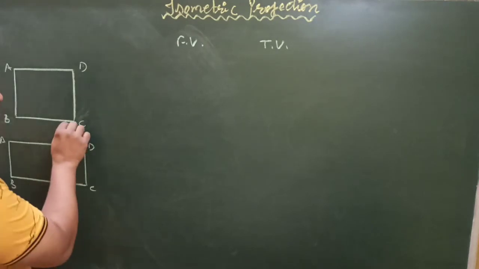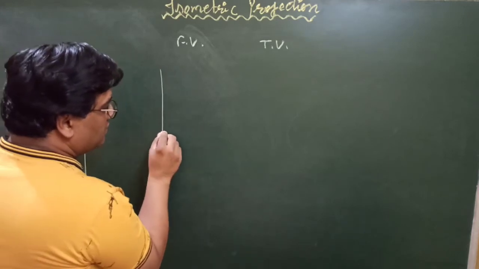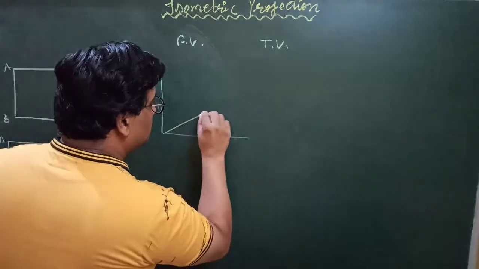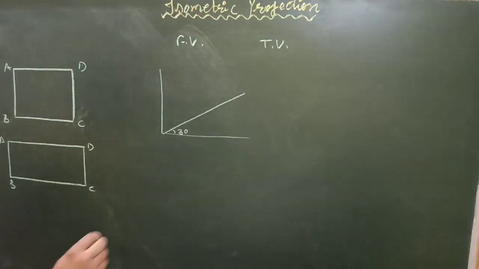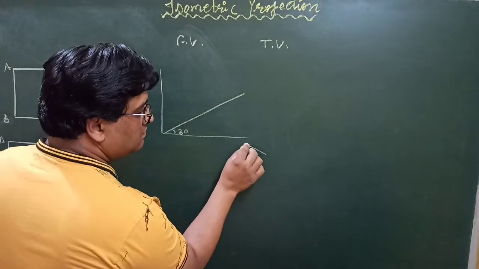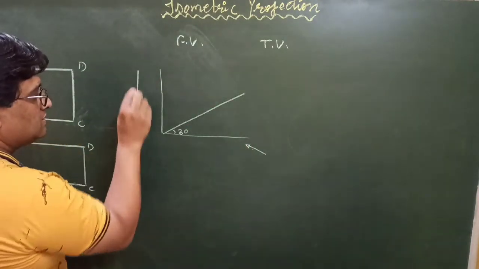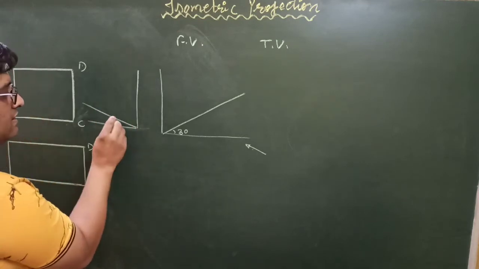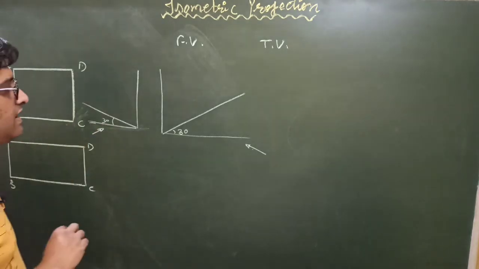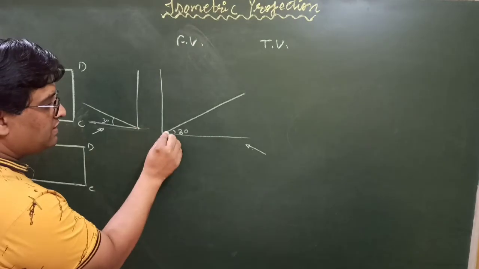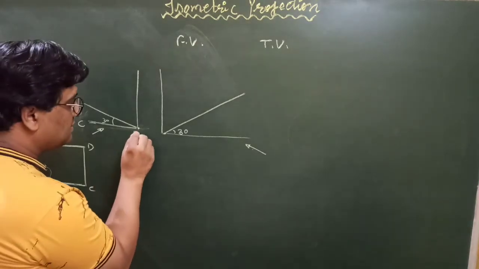So for front view, you have to take one perpendicular line and another line at an angle of 30 degrees with the horizontal. When you have to draw the right side view, it is this side. If you want to draw the left side view, then one vertical line and one line at an angle of 30 degrees this side. So this will be the left side view, right? And this point will generally be the point B.